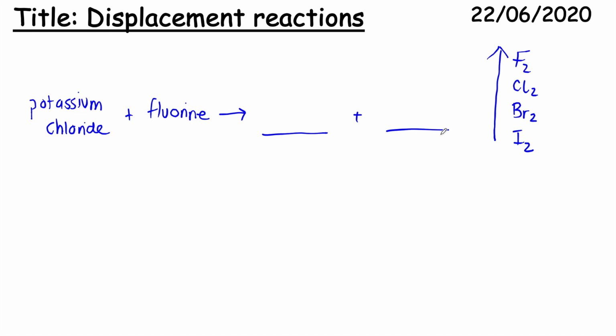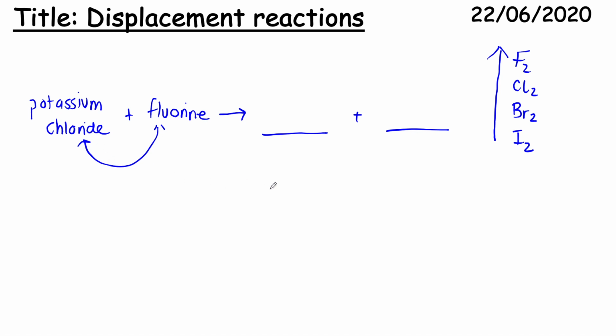Well, first of all, we have to look at the halogens. We have to identify them in the reaction. So the halogens in this reaction are chlorine and fluorine. And then once you've identified the halogens, you need to see which one is the most reactive. So in this case, fluorine is the most reactive. So fluorine displaces or switches with the chlorine in potassium chloride.